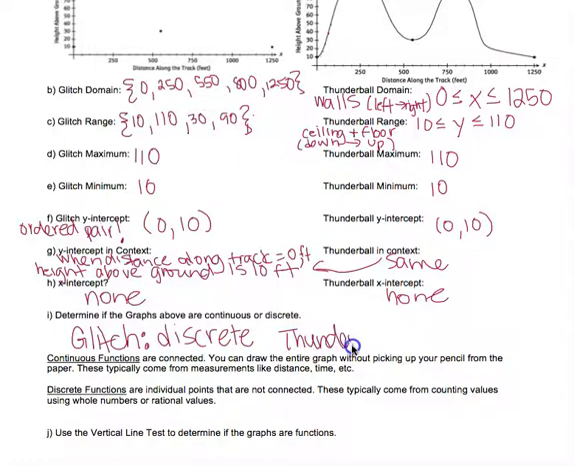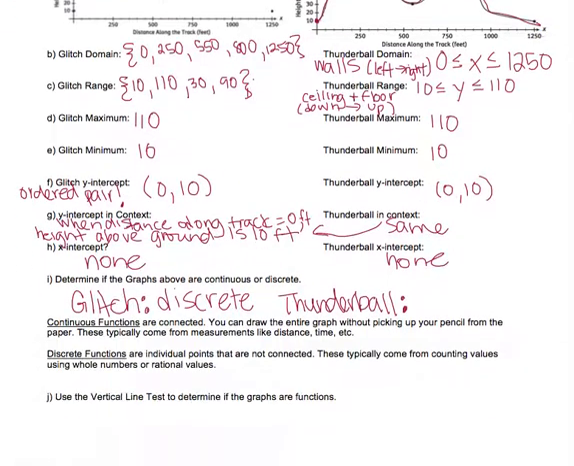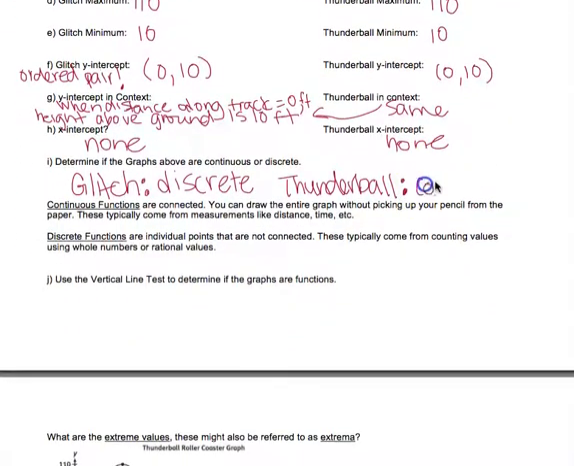The thunderball. When I look at it, I could start with my pencil here and draw the entirety of the graph without ever picking up my pencil. So that means that it is continuous. So hopefully that helps those definitions to make a little bit more sense.